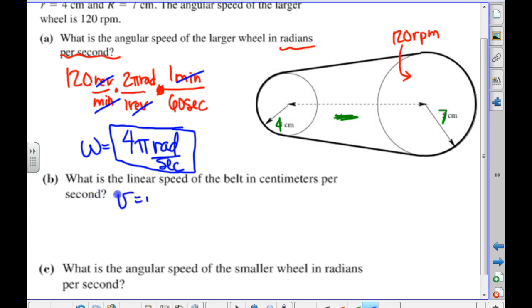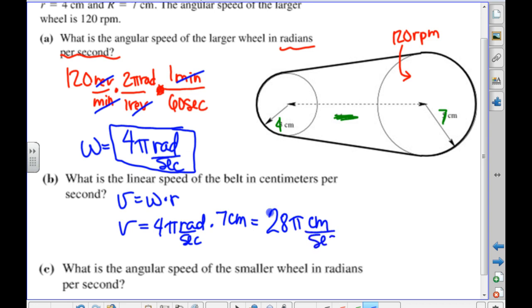The linear speed is equal to the angular speed times the radius. Well, the belt is going whatever speed this big wheel makes it go, and this big wheel has a radius of 7 centimeters. So 4 pi radians per second times 7 centimeters would be what? 28 pi centimeters per second. What happened to radians? Radians aren't a real thing. They're imaginary and they poofed, okay? They're gone.